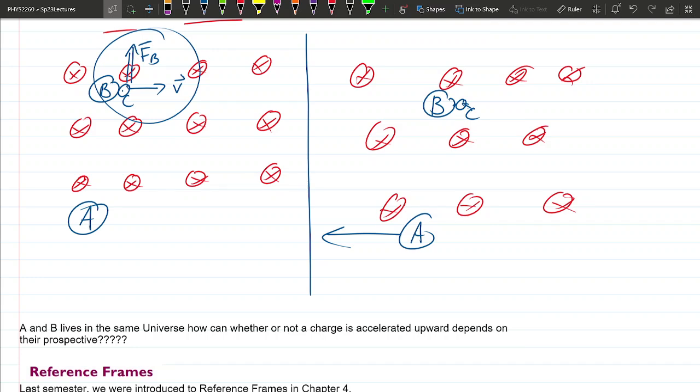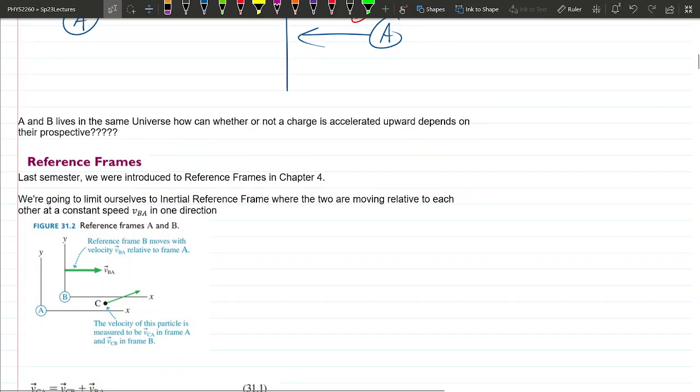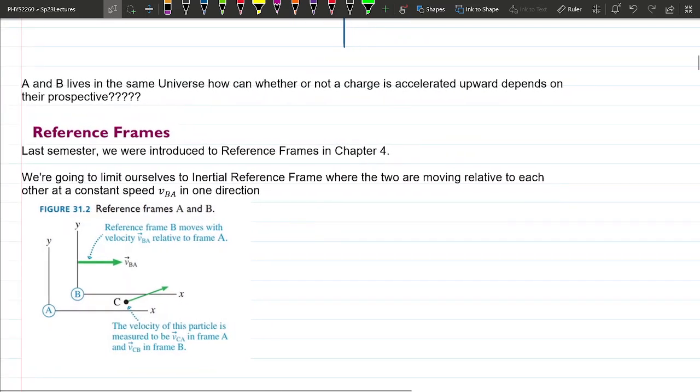Okay. And so this has to do with reference frames. This is something we covered if you were here last semester with me. We covered it in chapter 4, and then we just stopped talking about it. Unfortunately, this is stuff from like 8 months ago. We talked about this for a couple of days, and now you have to remember it. So let's get a little refresher on what a reference frame is.